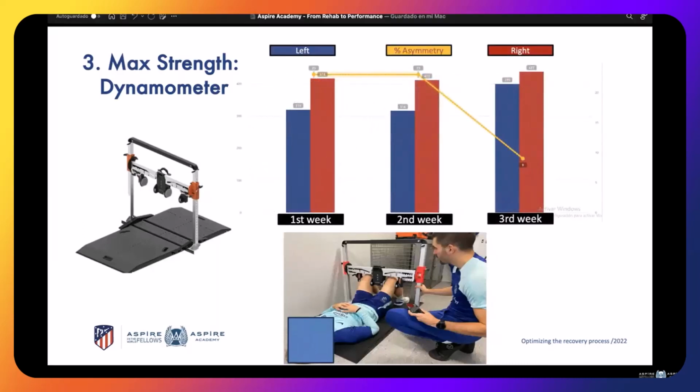So here's how we show the progression: left in blue, right in red, and in yellow is the symmetry, and you can see the progression. And the good thing about the isometric, apart from being reliable, is that we can do that testing even in the first week, which is great, having that amount of information so early during the rehab.